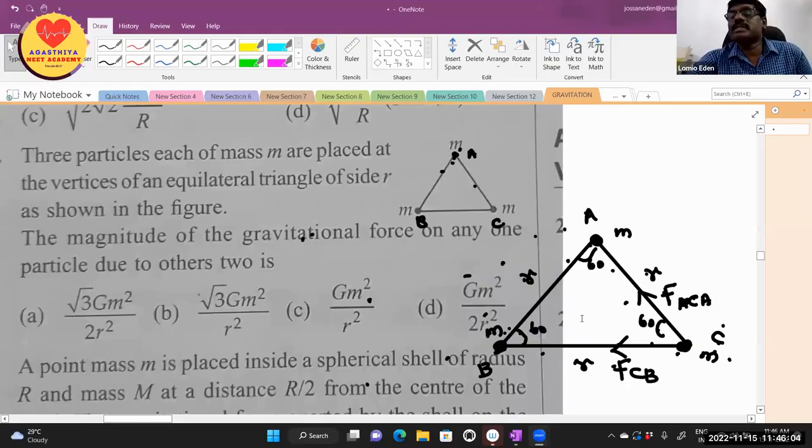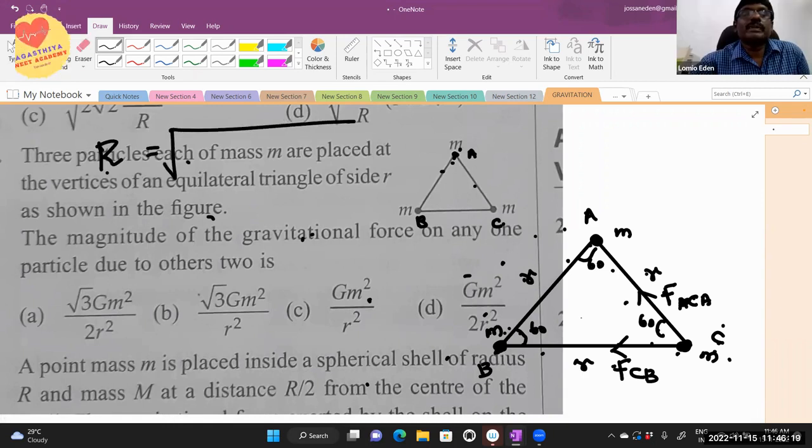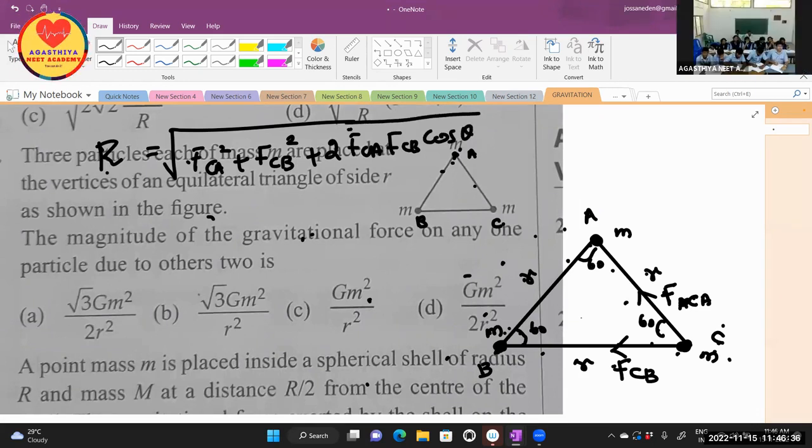Here, the two forces are acting at point C. We have to calculate the resultant of FCA and FCB about C. The resultant force is equal to root of FCA squared plus FCB squared plus 2 FCA FCB cos theta. This is the formula to find the resultant.